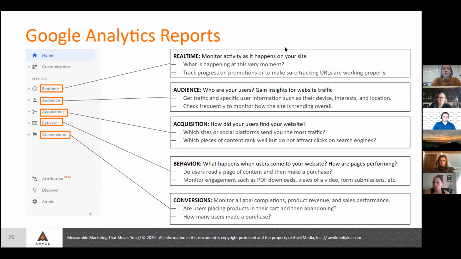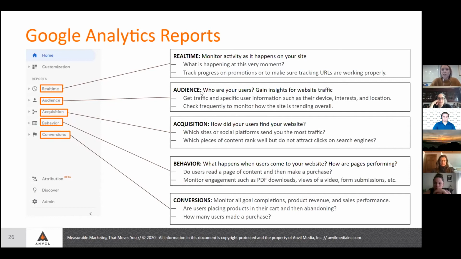So in the Google Analytics platform, you have access to 5 different reports, and they all provide data for all different components of your website. At the very top, we have real time, which monitors activity as it happens on your site. So what is happening at this very moment? If there are users currently on your site, you can see what they're doing and what pages they're visiting. Real time is also a very good tool to track progress on promotions, or to see if tracking codes and tracking URLs are working properly. I don't utilize this report too much, so I'm going to jump into the others to give you some better understanding of some of the reports that I think are a little more useful and beneficial to you all.